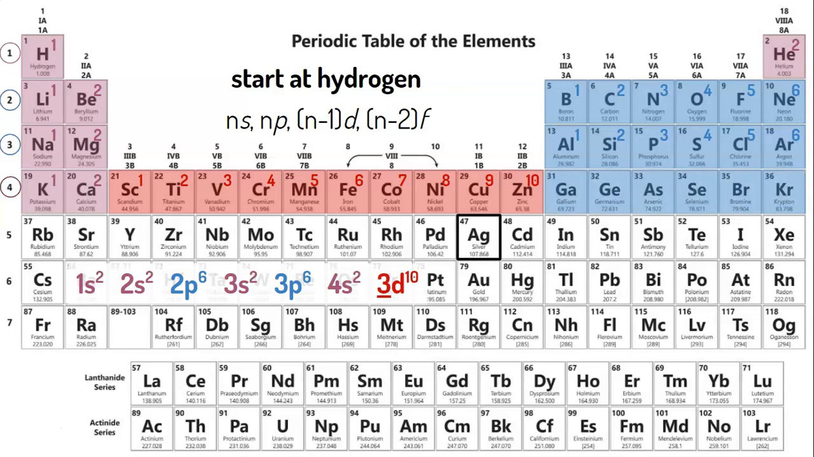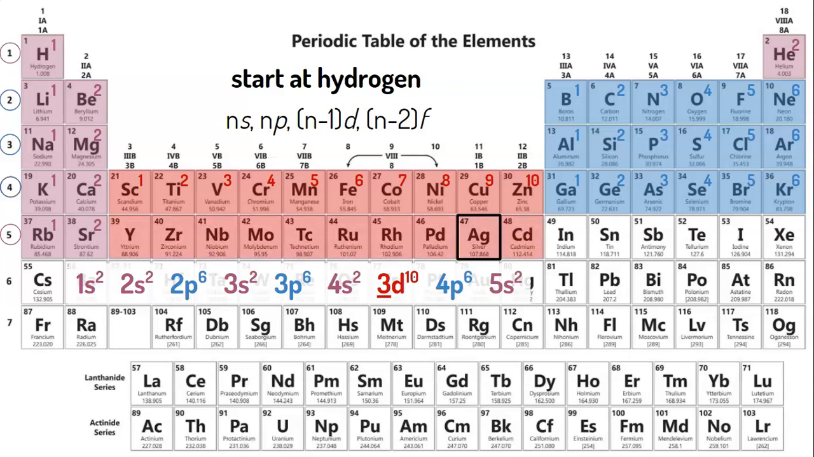Now this row block is still in row 4. Silver's not in this row block, so we got 6. So we're in row 4, block P, and there's 6 of them. We got 4p6. Continuing on, we got row 5. We're in S block, and silver's not in here, so we have 2 of them. So we continue on to say it's 5s2.